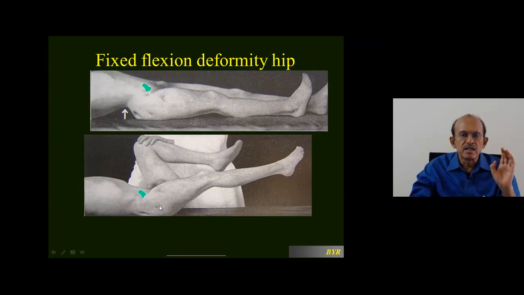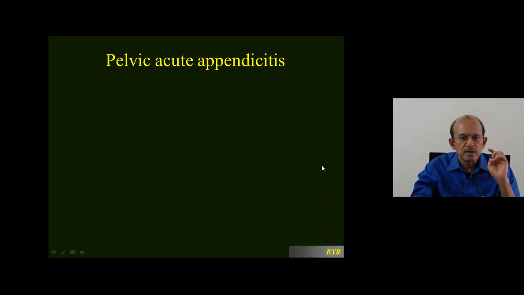This test is done to say whether the psoas major is contracted or not. In retrocecal appendicitis, because of irritation of the psoas major muscle, it can undergo spasm. If the spasm is severe, the patient can develop this fixed flexion deformity. This is how you elicit the fixed flexion deformity.